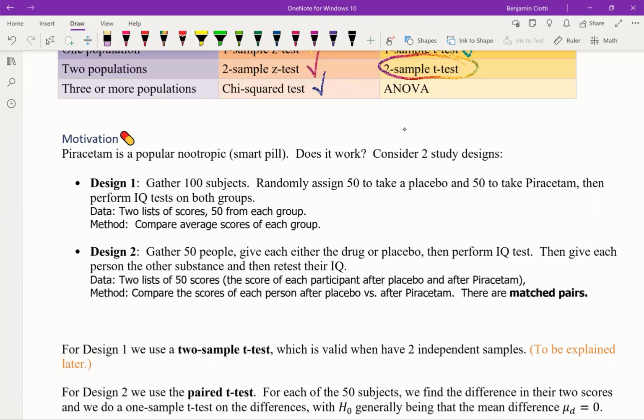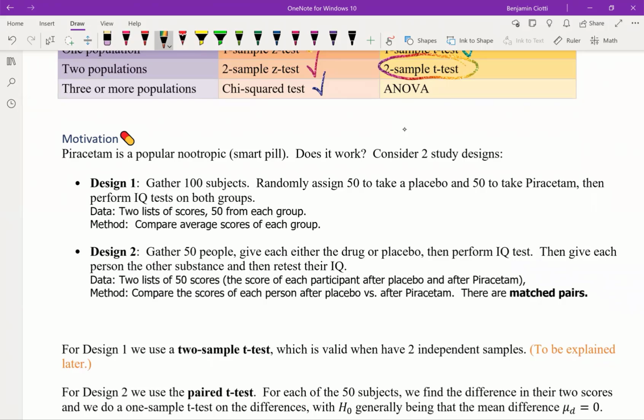So seems pretty straightforward, but consider this alternate design. Secondly, suppose that instead we only gathered 50 people. And this time we give each one of them either the drug or a placebo, and then we perform an IQ test, and then we give each person the other substance and retest their IQ. So in this case, depending on how we arrange our data, it will again consist of two lists of 50 scores.